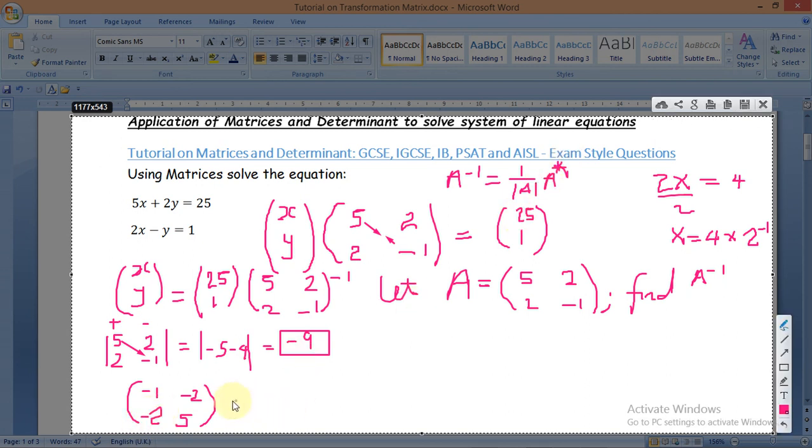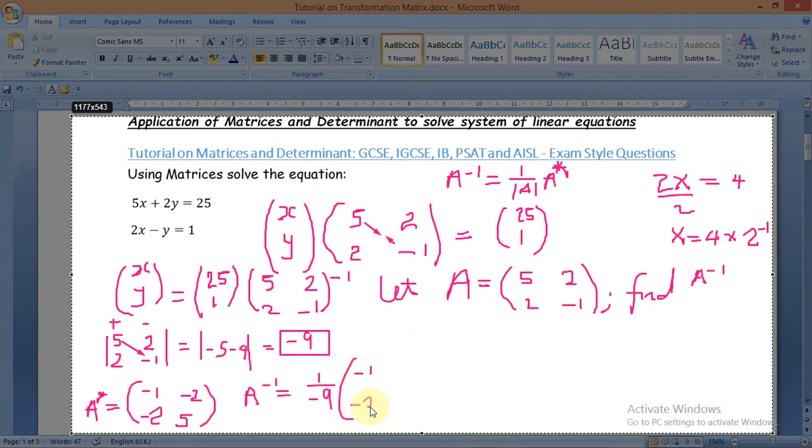So I can now complete my inverse solution. Let me just put a star there. That is the adjoint of A, and my determinant is this. So to get my A inverse finally, the value is 1 divided by minus 9, okay? Then into the transpose now, minus 1, minus 2, minus 2, and then 5. So that's all. Now what am I going to do to get my xy?